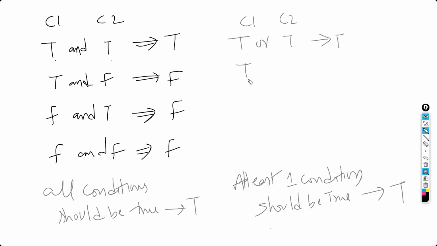So now, the first condition is true, the second condition is false. What is the overall output? True. Why? Because at least one condition is true, so the output is true. First condition false, second condition true. What is the output? Again true, because at least one condition is satisfied. False or false. What is the output? This time false, because none of the conditions is true. According to or, at least one should be true. Here none is true, so false.